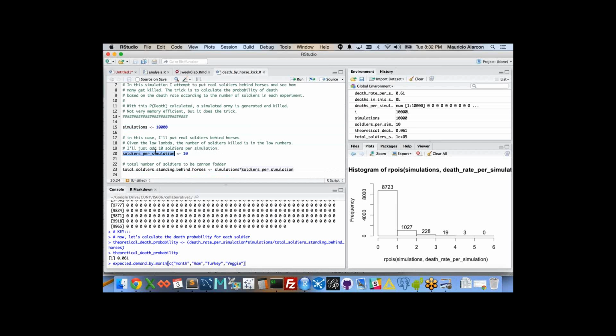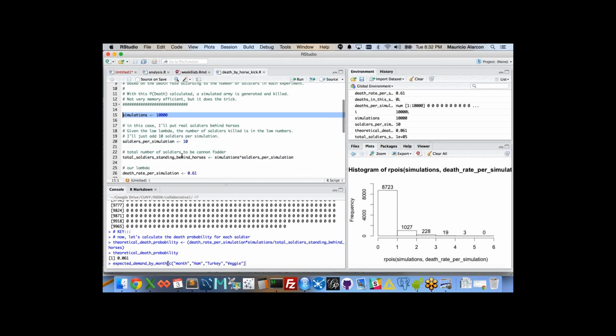Now remember, simulation and Army Corps, I'm treating those two as synonymous. So a soldier, you could read this as soldiers per corps year. So I'm going to put 10 virtual soldiers in each corps, and then I'm going to run 10,000 corps years for this simulation. Now I'm going to set the total number of men standing behind horses.